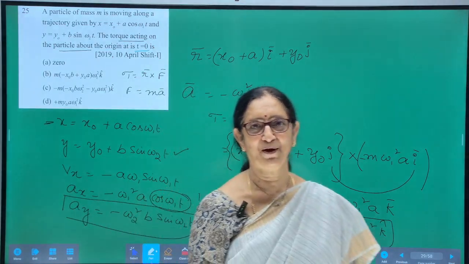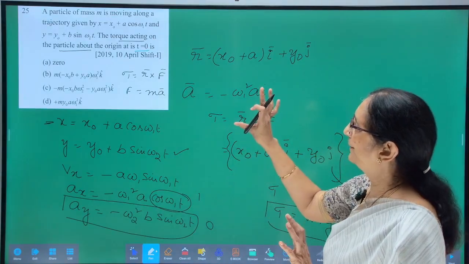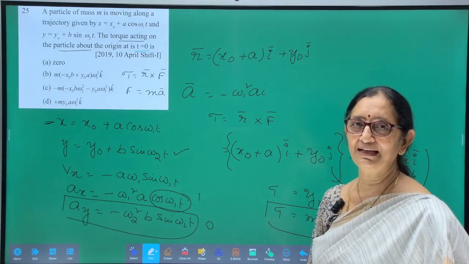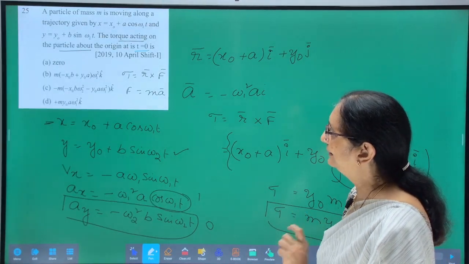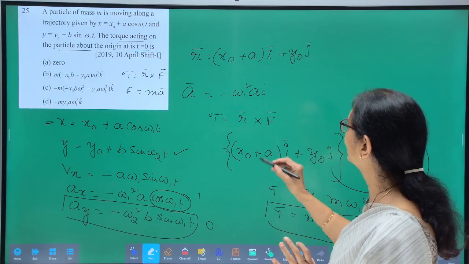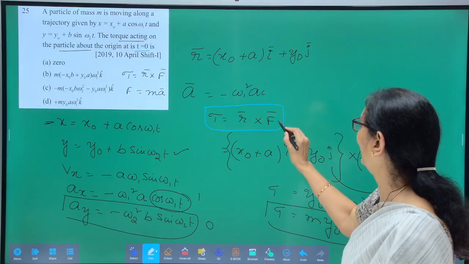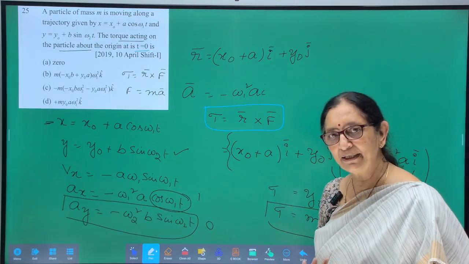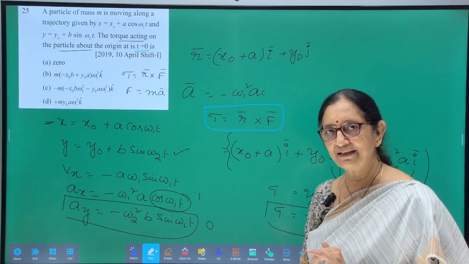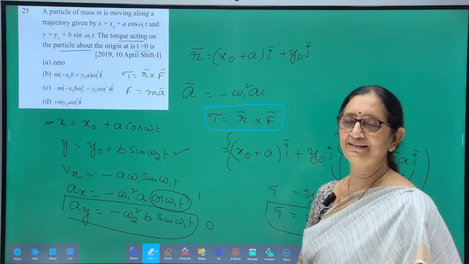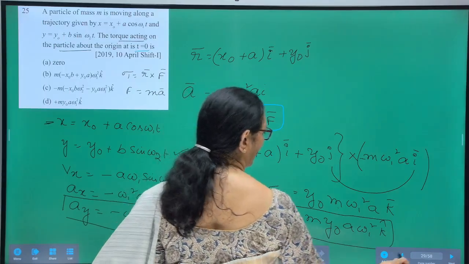It's a beautiful problem, isn't it? So, only mass and position vector are given. From that we could calculate the torque. So, torque is r bar cross f bar, where f is m into a. We get acceleration by differentiating the position vector twice with respect to time. Move on to the next problem.